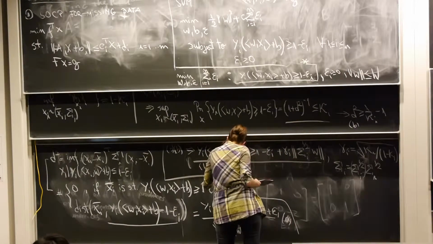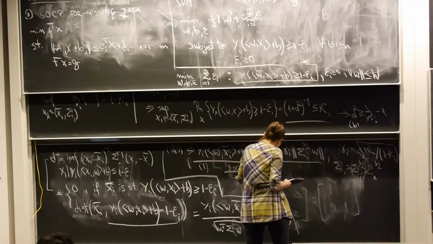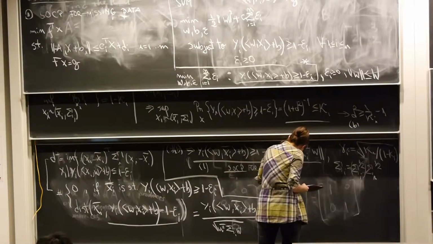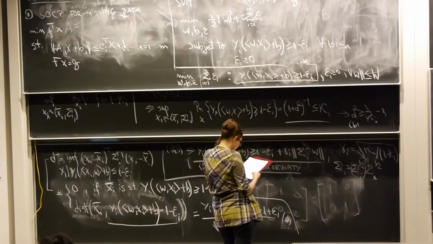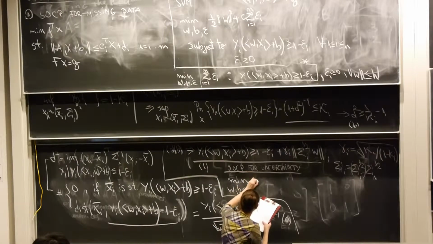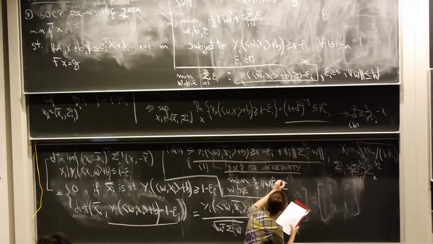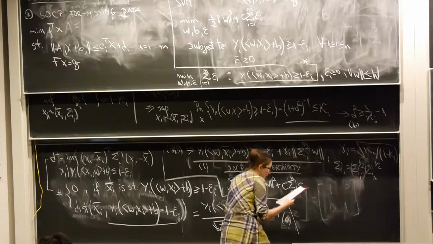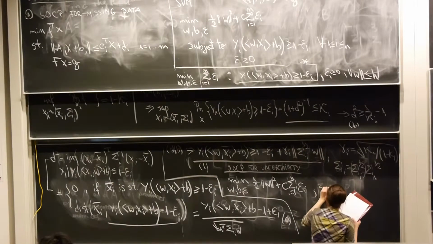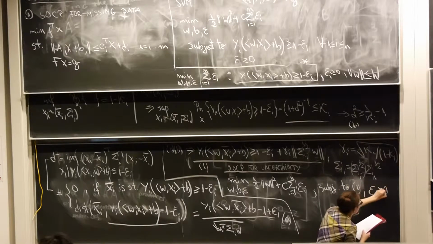Okay, so the SOCP for uncertainty. We have: minimize over w, b, epsilon, (1/2)||w||^2 plus C times the sum from i of the slack variables, and this is subject to constraint 1, and epsilon greater than 0.